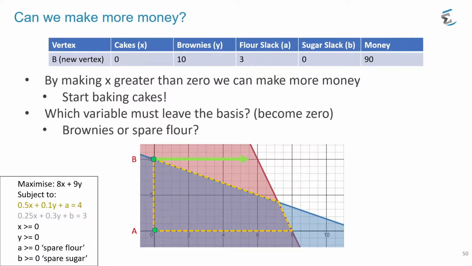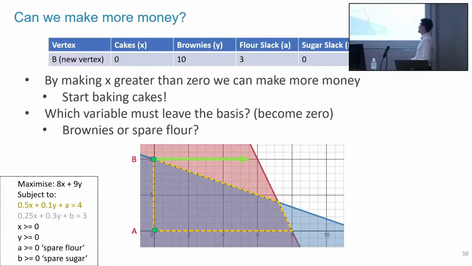So can we make more money? We are at this point where we've made 0 cakes and 10 brownies. Again, I can think of it purely as someone becoming positive and someone becoming 0. I can increase my objective by making X non-zero. X is in my objective, so I have to pick that variable. I'm not going to set brownies back to 0 because that will decrease my objective. So I'm going to make X non-negative and start increasing it.